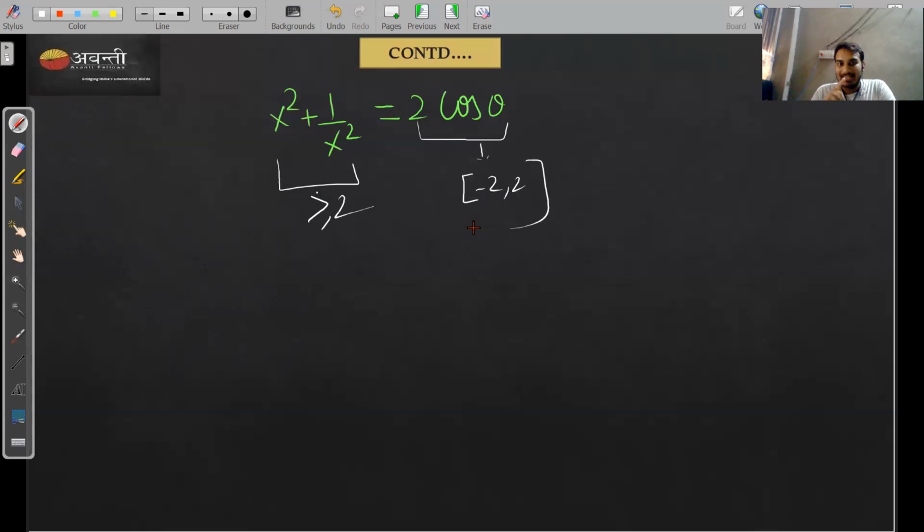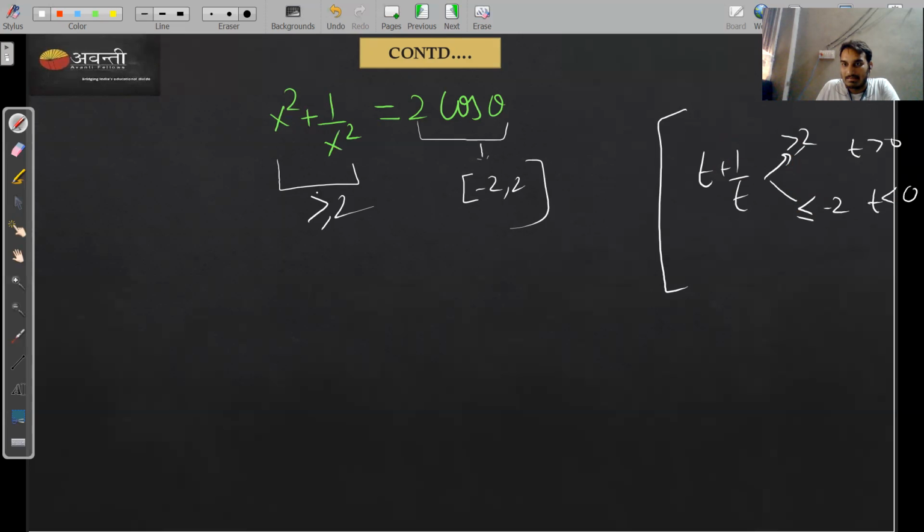Yes or no? See, x square plus 1 by x square is in the form of t plus 1 by t, right? We know that t plus 1 by t is greater than or equal to 2 when t is greater than 0, and less than or equal to minus 2 for t less than 0, right? So at what point does this equality hold? At 2 only, right? When x square plus 1 by x square becomes 2 and 2 cos theta becomes 2, then only this equation can hold, right? Because this is greater than or equal to 2 and this is less than or equal to 2, right?